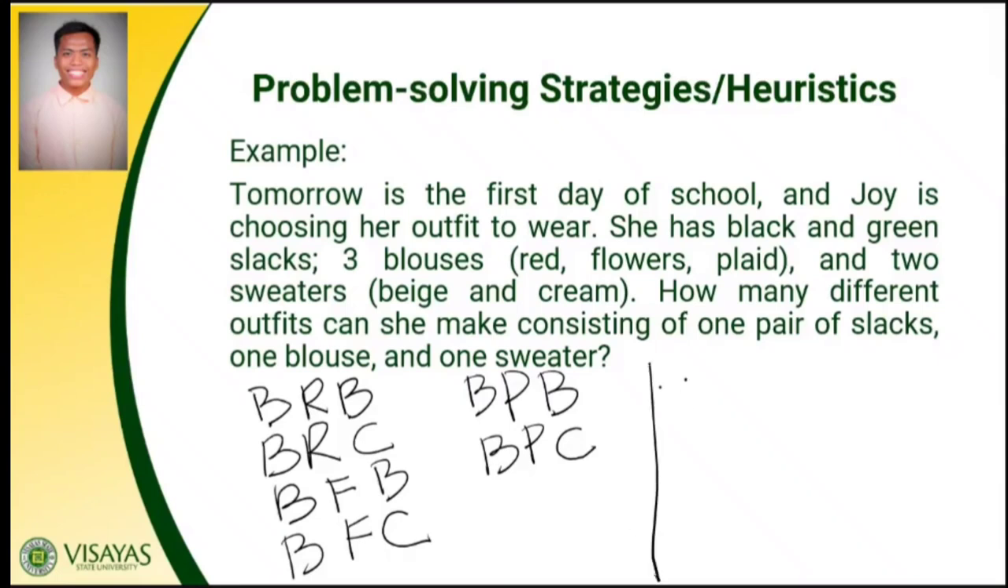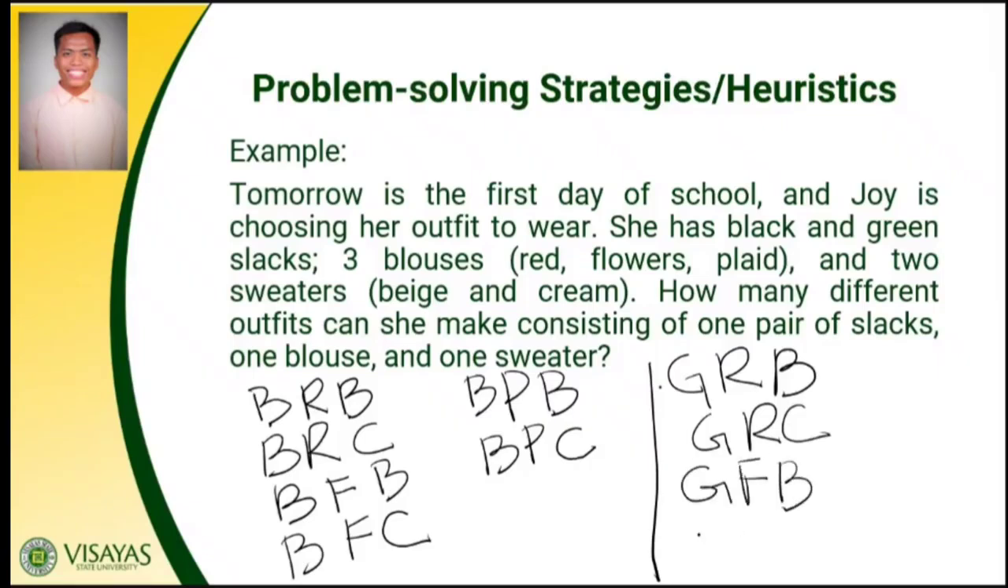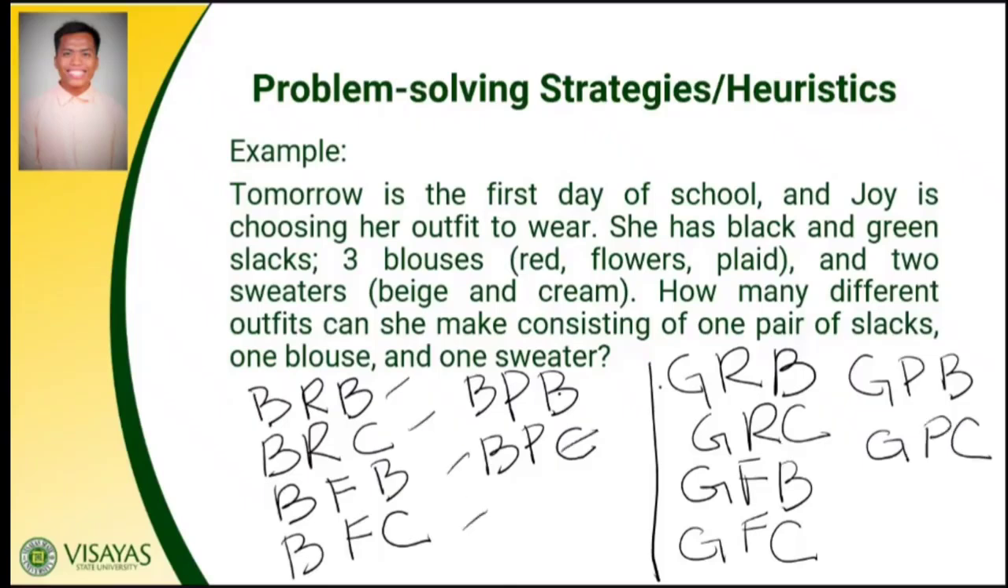How about green? So now we go to green, red, beige. Green, red, cream. Green, flowers, beige. Green, flowers, cream. Green, plaid, beige. Green, plaid, cream. So that is 1, 2, 3, 4, 5, 6, 7, 8, 9, 10, 11, 12 possible outfits that Joy can wear.